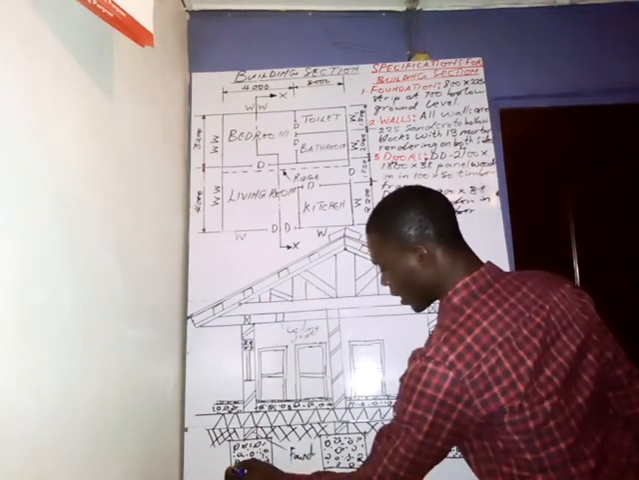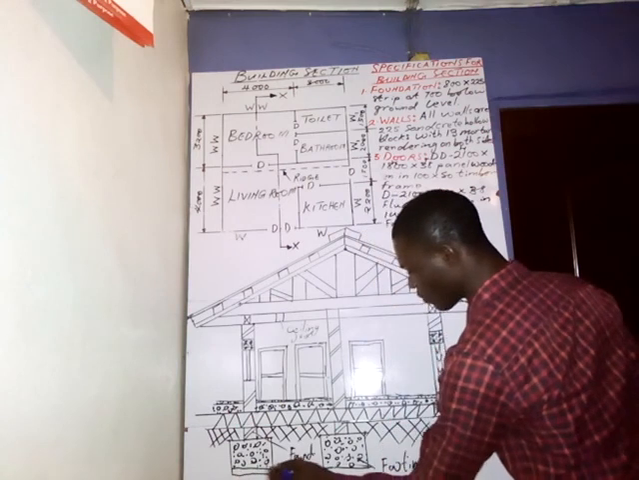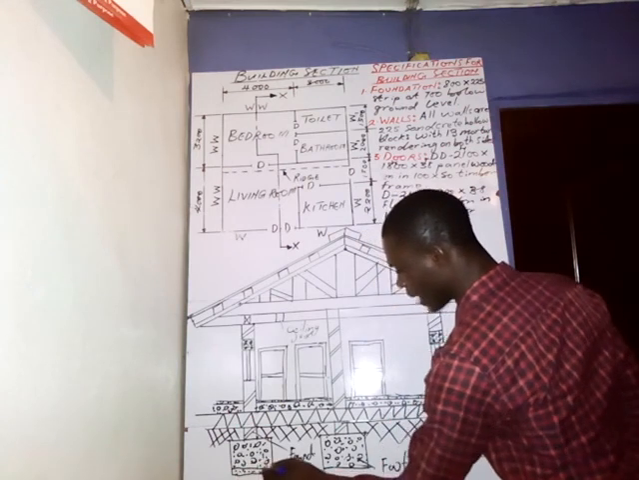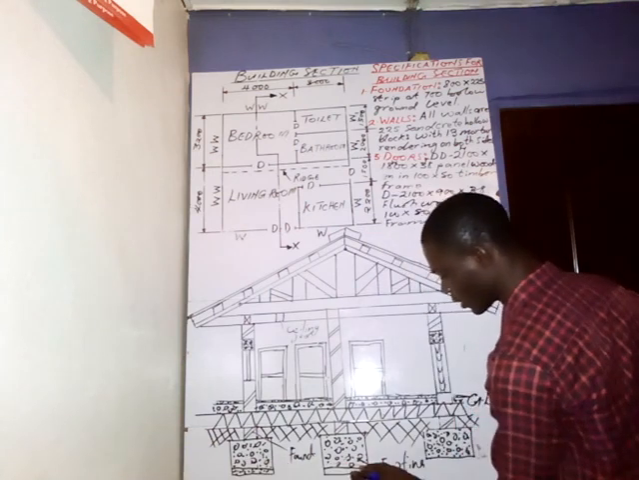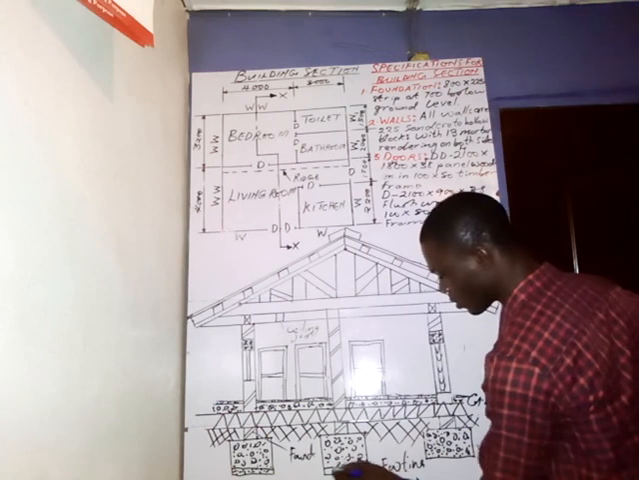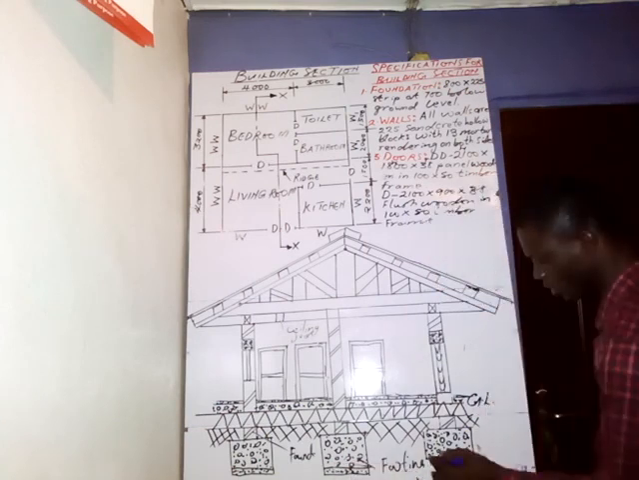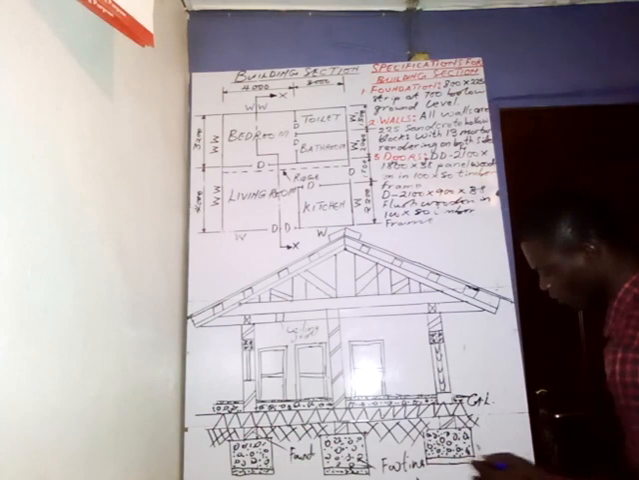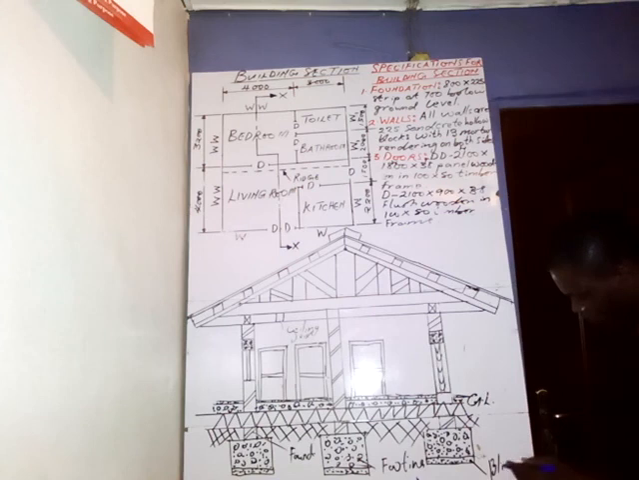In case you are asked to put the blinding, the foundation footing is laid upon the blinding. Though it's not mentioned in this question that I'm solving, in case you are asked to put the foundation footing on a blinding, this is what you need to do. The blinding is made with a mixture of sand and cement. This is called blinding.